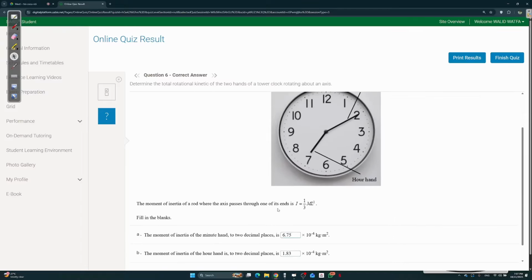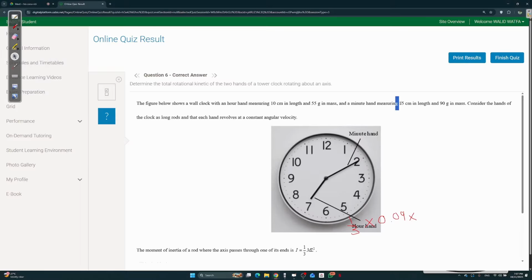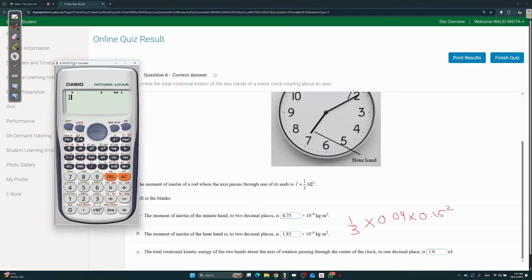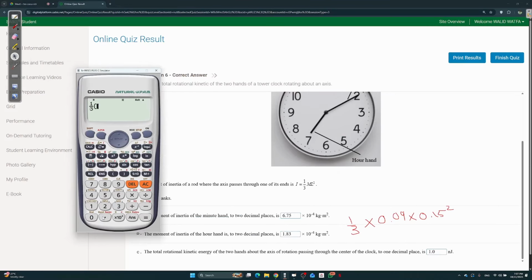Anyways, let's do this. The moment of inertia of the minute hand is going to be 1 over 3 times the mass of the minute hand, which is 0.09 kilograms, times the length of the minute hand. How long is the minute hand? 15 centimeters. So it's going to be 0.15 squared. Let's do that, and you should get 6.75 times 10 to the power negative 4.